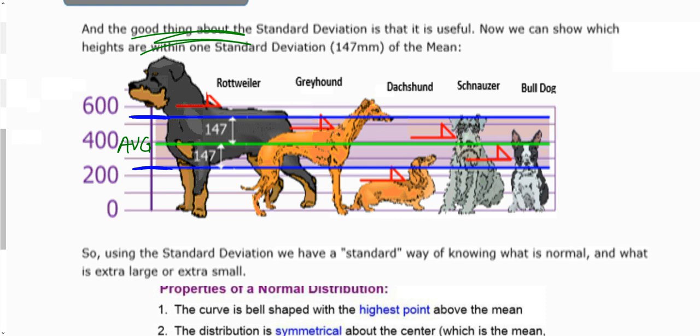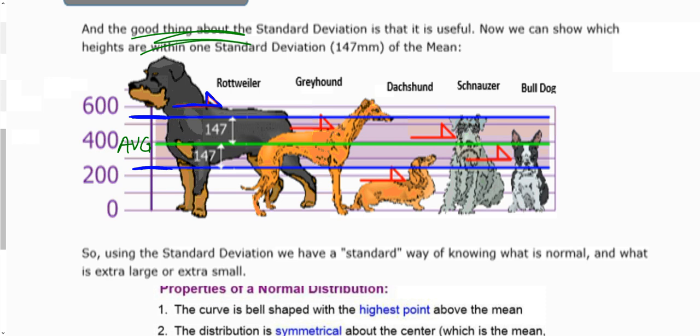If you were to go past that, that's when it becomes more rare. So anything past the line, if I go above the line, you can see the measurement of the Rottweiler is right here, because they measure from the shoulders when they measure how tall dogs are. That Rottweiler is considered to be a large dog using statistics.